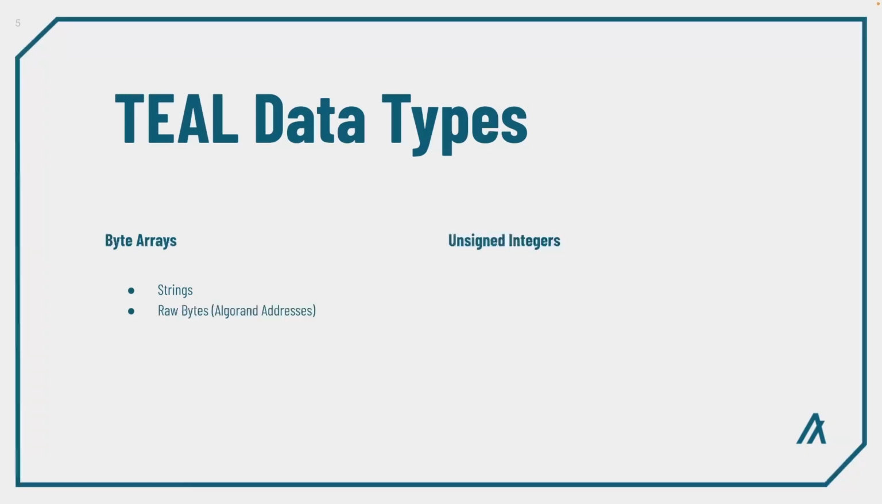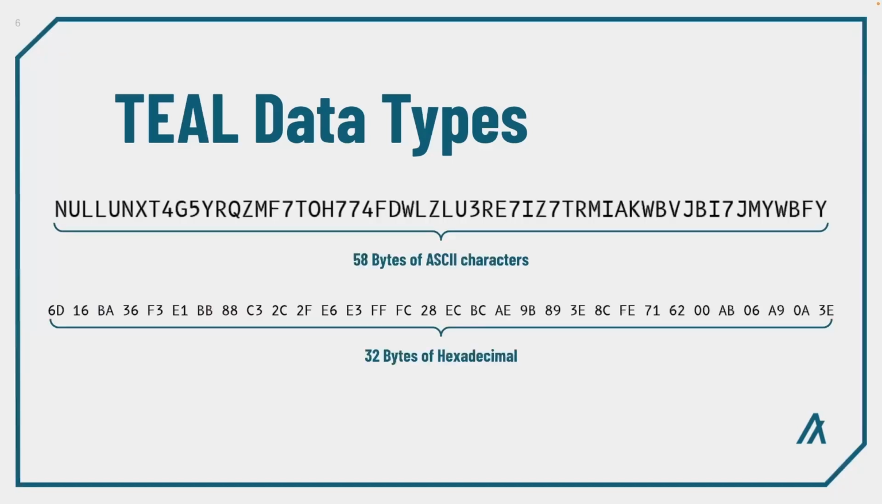Byte arrays, as their name suggests, can store more than just text, but also raw bytes of data. For example, this public address is represented as a 58-byte character string, but all Algorand addresses are actually just 32 bytes of data which can be stored as hexadecimal, excluding the calculated checksum. So it is very common in TEAL to use 32-byte arrays when storing or making comparisons using Algorand addresses.